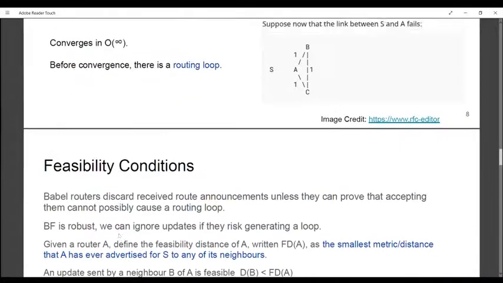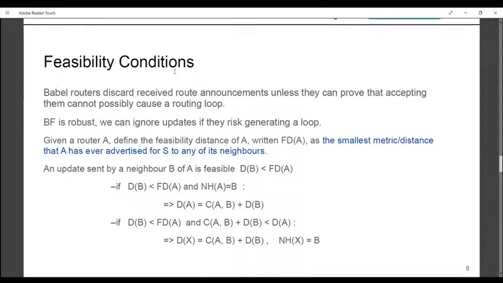All this has formed a loop, which Babel will solve using a feasibility condition. So now I am going to explain the feasibility condition, which will solve the transient loop problem in Bellman Ford. A Babel router will discard received route announcements unless it can prove that accepting them cannot possibly cause a routing loop. So Bellman Ford is robust, and we can ignore updates if they risk generating a loop. So if there is a broadcast from a neighboring node, and if there is a chance that it can form a loop, then it will discard that.